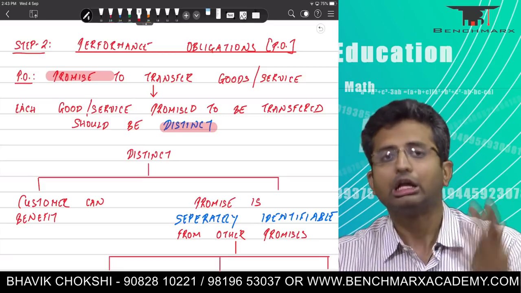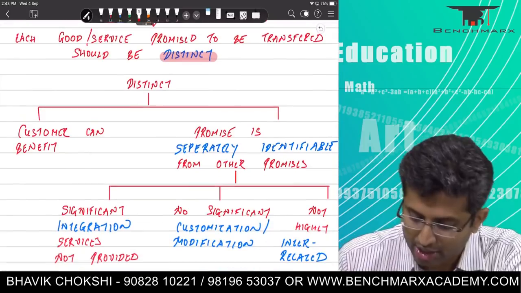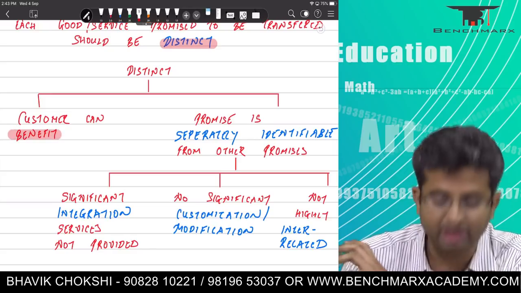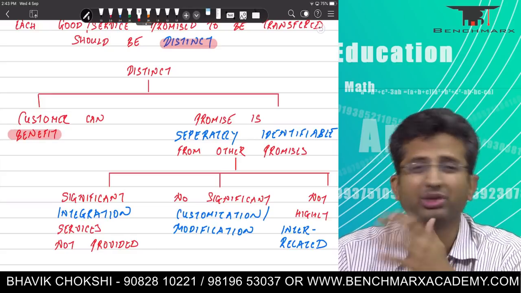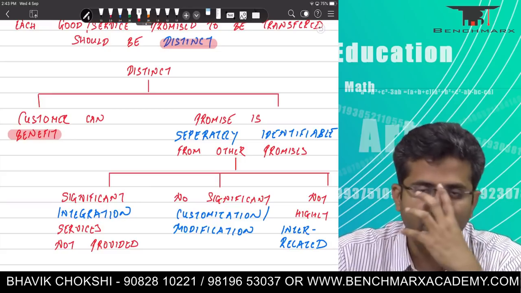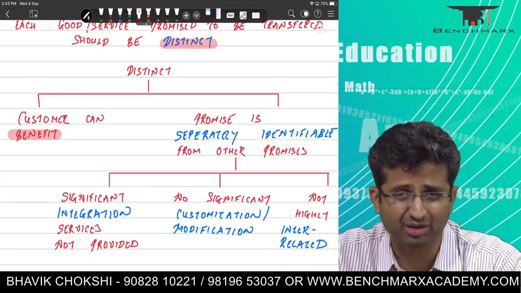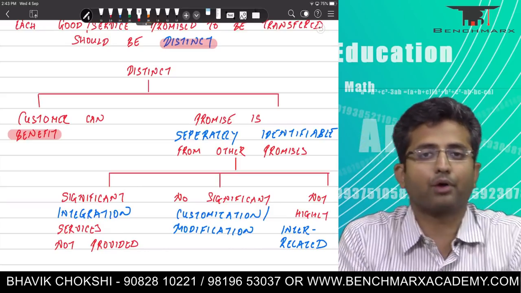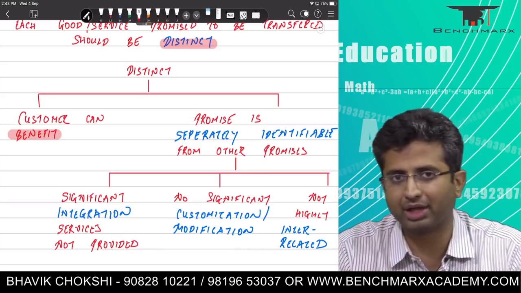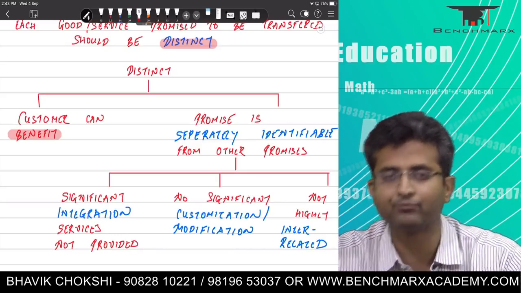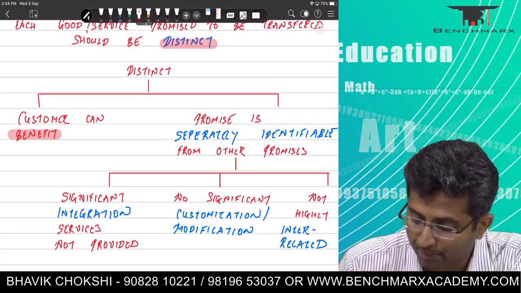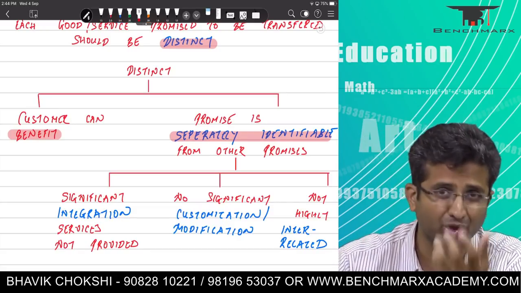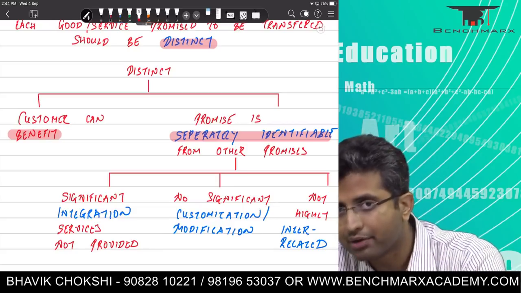And what do you mean by distinct? This is something which I would reckon as very, very important. Distinct has two features. First, due to that promise, the customer should get some benefit. This is generally a condition which is complied with. So in our example of AC, warranty as well as service, it is generally assumed that the customer is going to get benefit from the AC itself, from the servicing done, as well as from the warranty. All of them are going to give benefit to the customer. What is more important is the second condition: a promise should be separately identifiable from all the other promises.